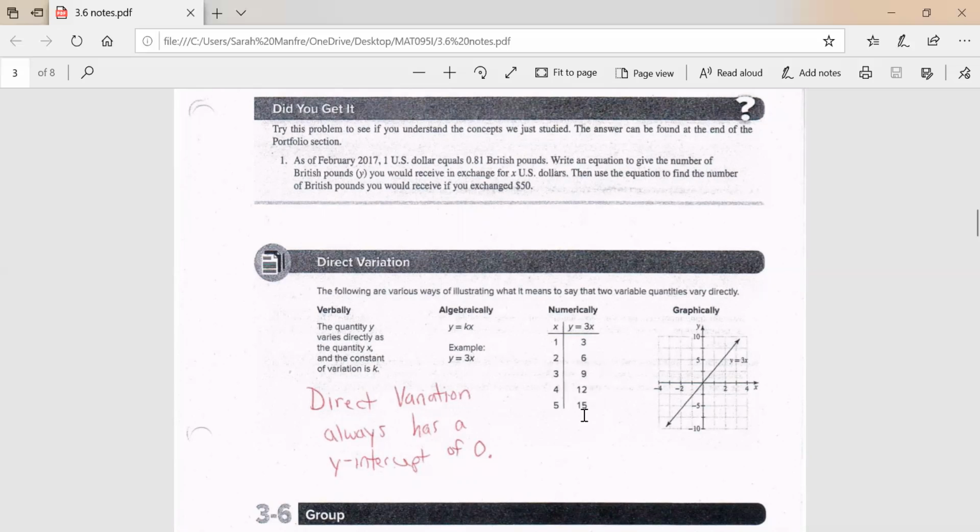That's direct variation. I put an important note here. It always has a y-intercept of 0. Notice on your graph, it crosses at the origin, it crosses at 0. Okay, so that's just something important to think about. And also note that I mentioned earlier, k is the constant of variation. It says it right here, constant of variation is k. And that's basically saying, what is it changing by? So k is the same thing as your slope.